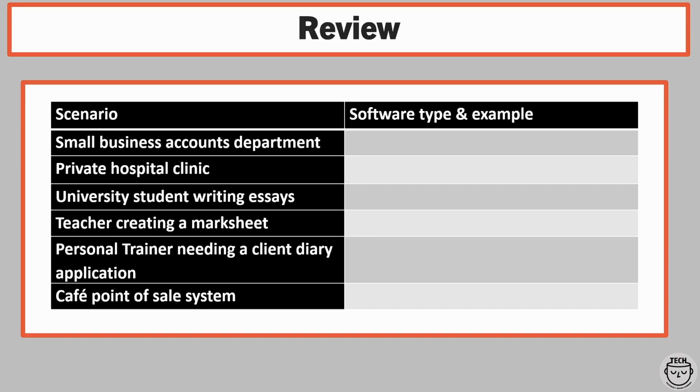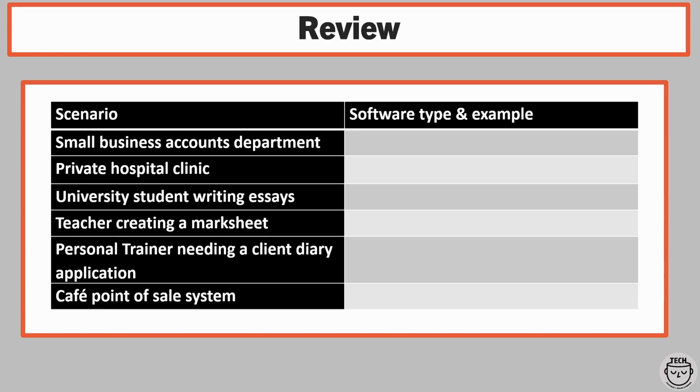So what I'd like you to do now is have a little think. What kind of category would you put each of these scenarios in? We've got a small business accounts department, a private hospital clinic, a university student writing essays, a teacher creating a mark sheet, a personal trainer needing a client diary application, and a cafe POS system. So what software would you go for, and what kind of example are we talking? It might be something as simple as an off-the-shelf spreadsheet for the first one. Pause the video, write something down in your notes, and let's see what you get.